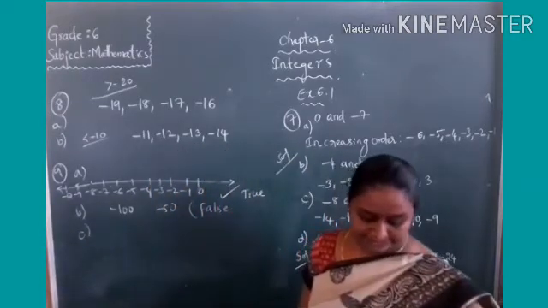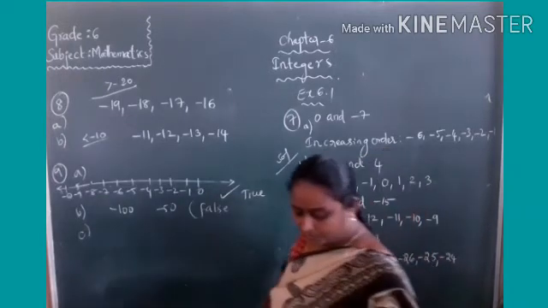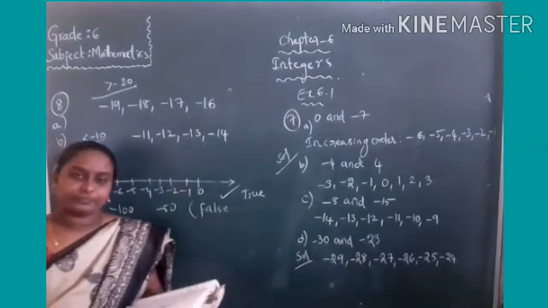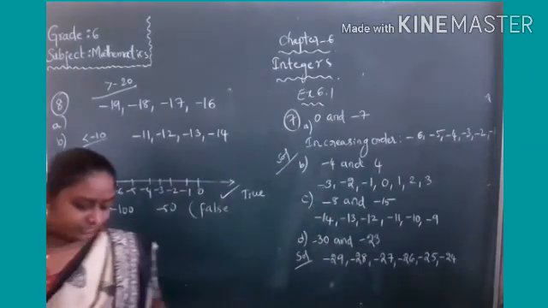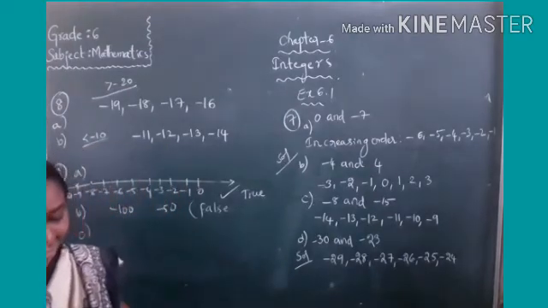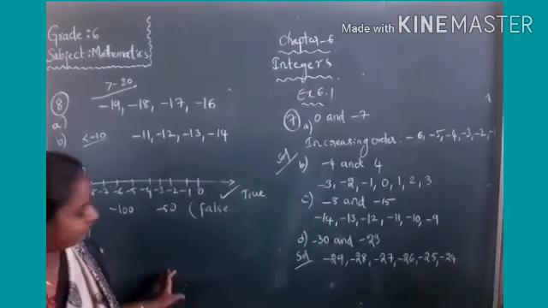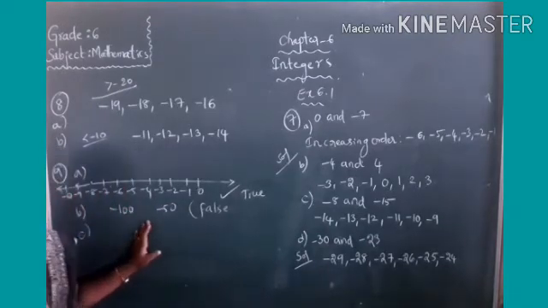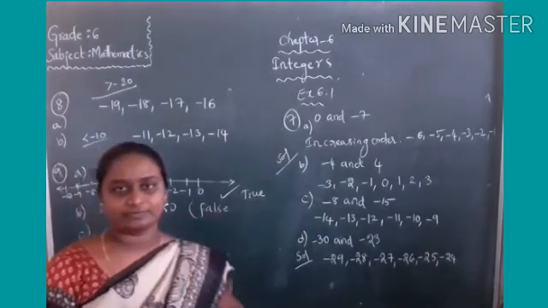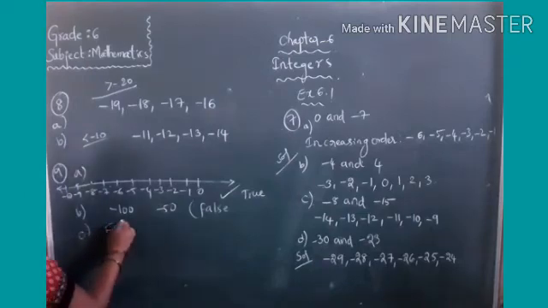Smallest negative integer is minus 1. So which is the smallest negative integer? Minus 1. Is minus 1 the smallest negative integer? False. Here we have the greatest negative integer, that is minus 1. So the statement is false.